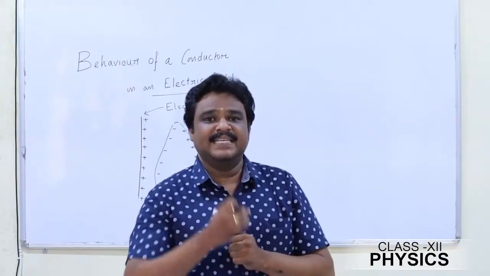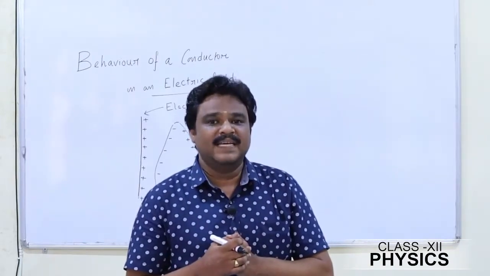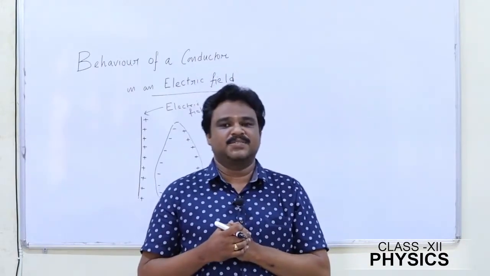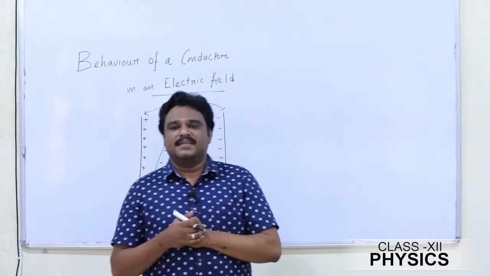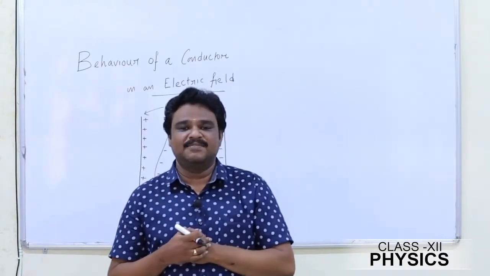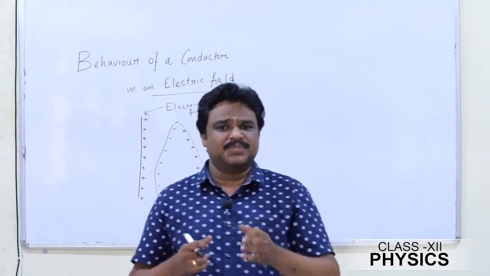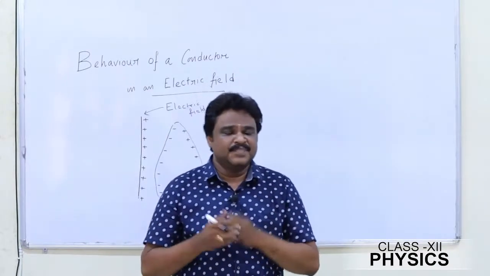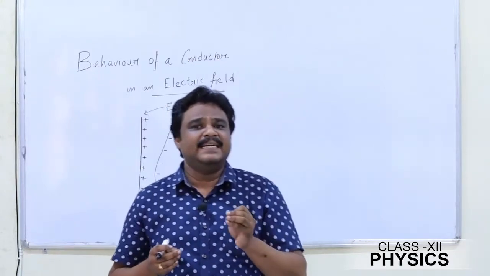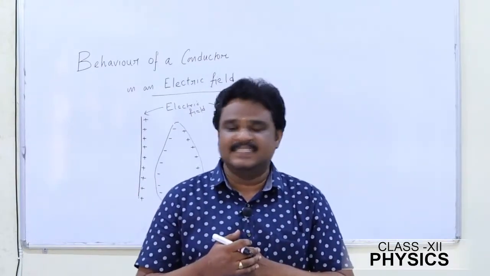Just outside the surface, the electric field is always at right angles to the surface. Once again, just outside the conductor, what about the direction of the electric field? The electric field is always at right angles to the surface. So let us explore the reason behind it. This means there cannot be any tangential component of the electric field at the surface.